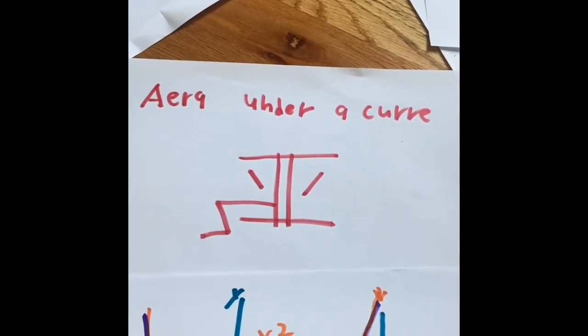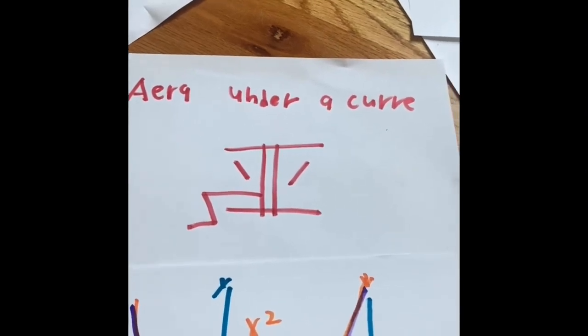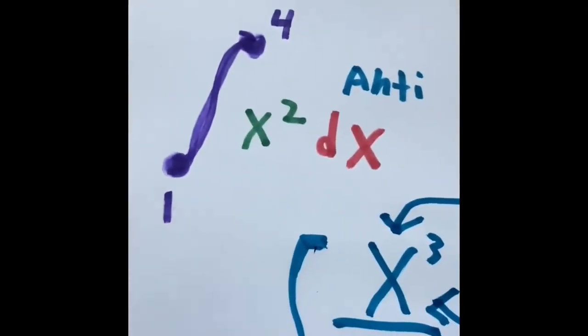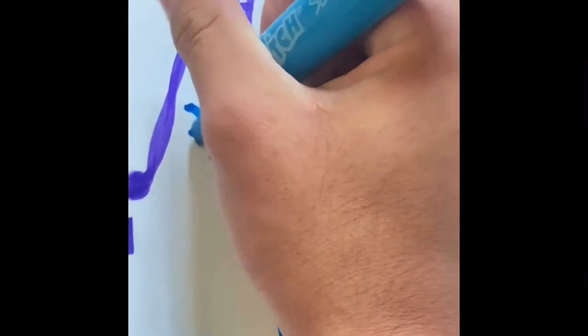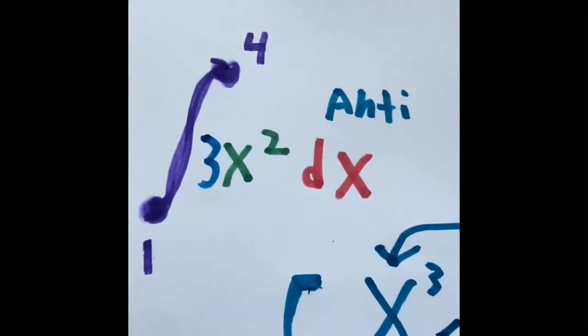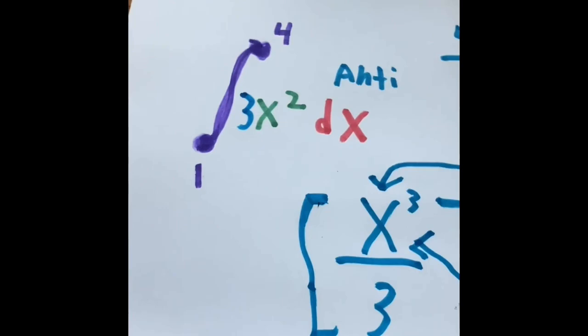And for the next video, we're going to do another scenario, but instead of having an x squared, we're going to add a coefficient of a different number. So 3x squared, because there's one thing that's a bit different.